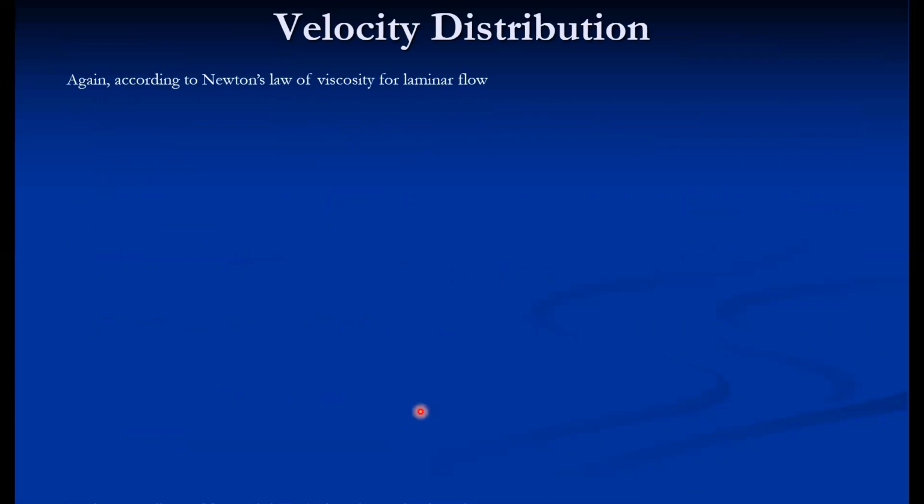For that, according to Newton's law of viscosity for laminar flow, tau is equal to mu into ∂v/∂y. Again, remember this expression can be used only if the flow is laminar.